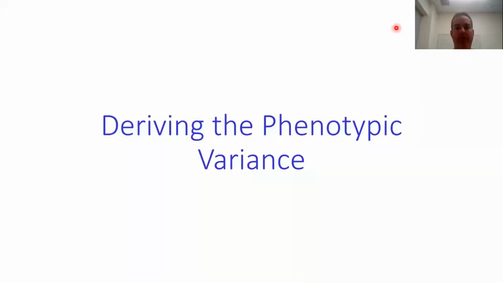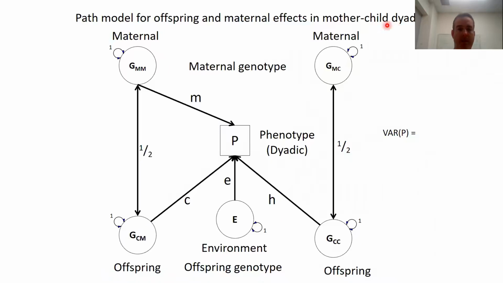So let's derive the phenotypic variance under the Mgcta model using path tracing rules. So recall that in path tracing rules, when we want to find the variance of a variable, we basically trace backwards along an arrow and then forwards along an arrow back to the variable of interest. And each of the path coefficients in that particular chain are multiplied together.